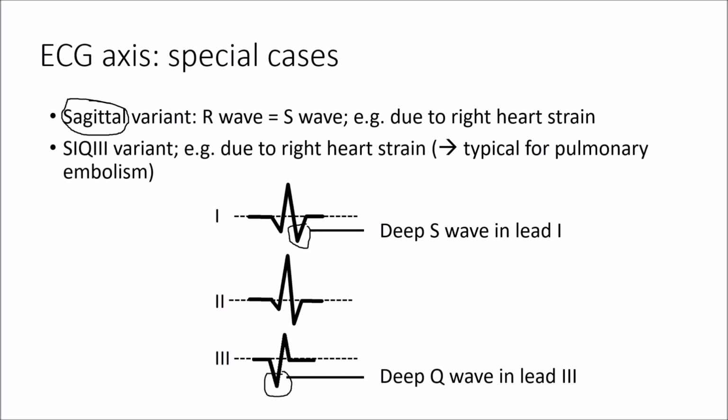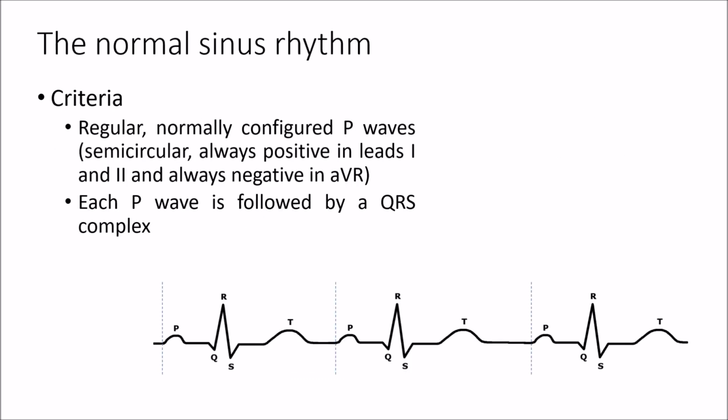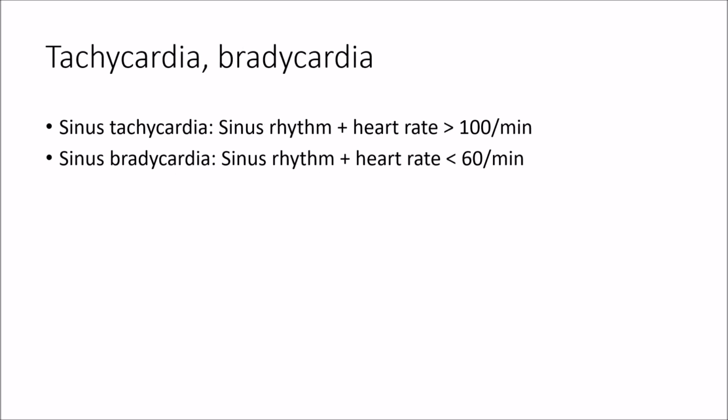Very good, then let's go into a little more detail. The normal heart rhythm is the sinus rhythm. Here we see in the ECG normal, semicircular and positive P waves in leads 1 and 2. After each P wave a QRS complex appears. If the heart beats in sinus rhythm more than 100 times per minute, this is called sinus tachycardia. But if it beats less than 60 times per minute, it is sinus bradycardia.